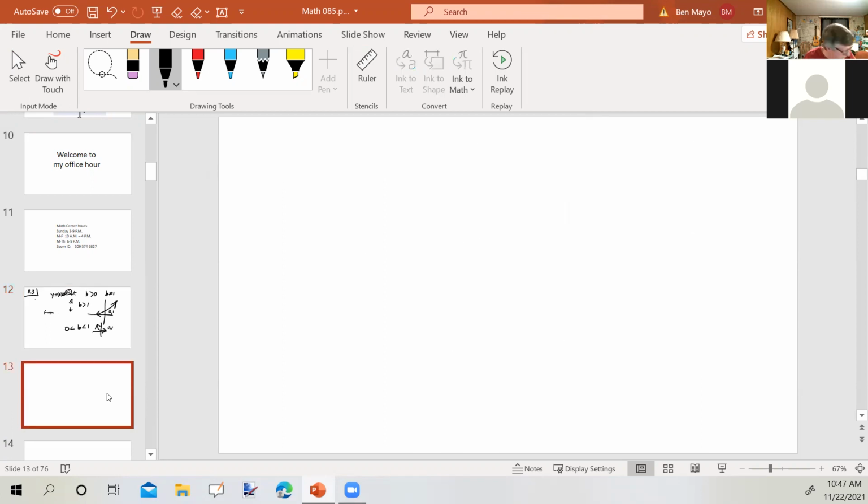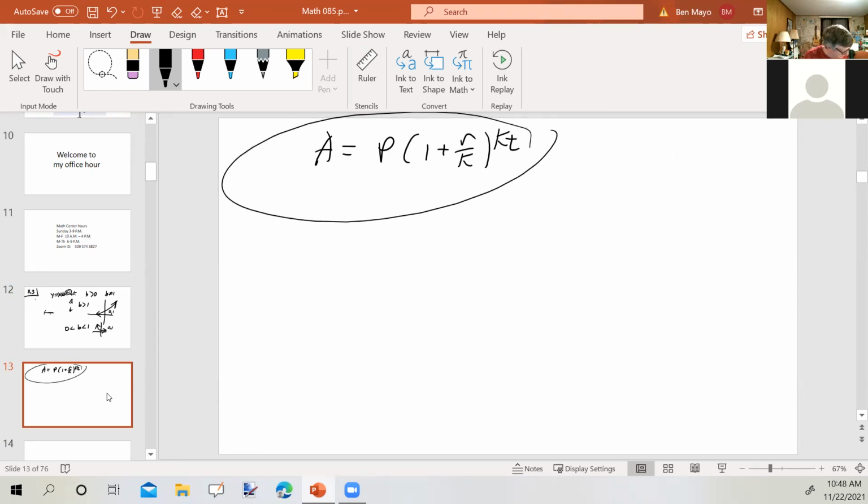That's where we first introduced this formula, A equals P times (1 plus r over k) to the kt power. And we did an example of that a little while ago. This is for a situation where the interest is not compounded continuously. So if it's annually or semi-annually or quarterly or monthly, I don't have 12 fingers to hold up, or daily, we use this formula. Okay.